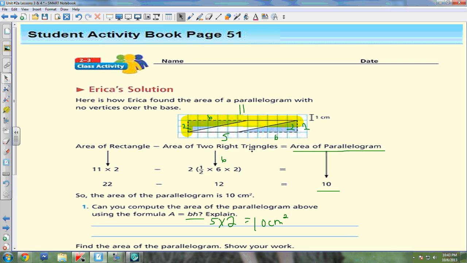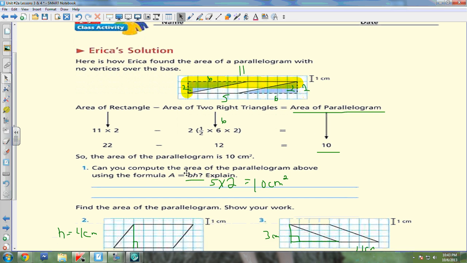Area of the two right triangles, remember the formula for area of a triangle is 1/2 base times height. So they're looking at the 6 and the 2 here. 6 times 2 is 12. Half of that would be 6, but then there are two of them, so that's why they end up with the 12. And then it's telling you to subtract 12 from 22, which would give you the area of the parallelogram of 10.